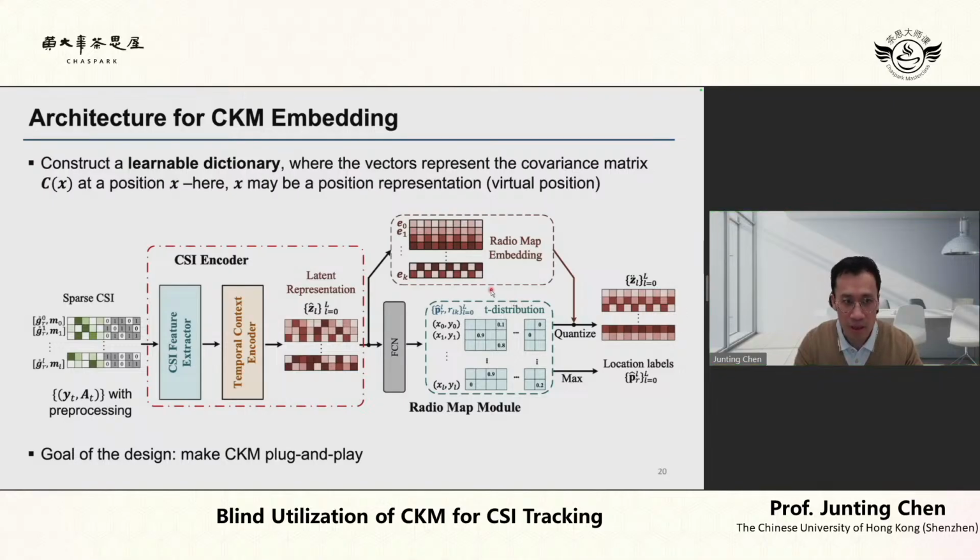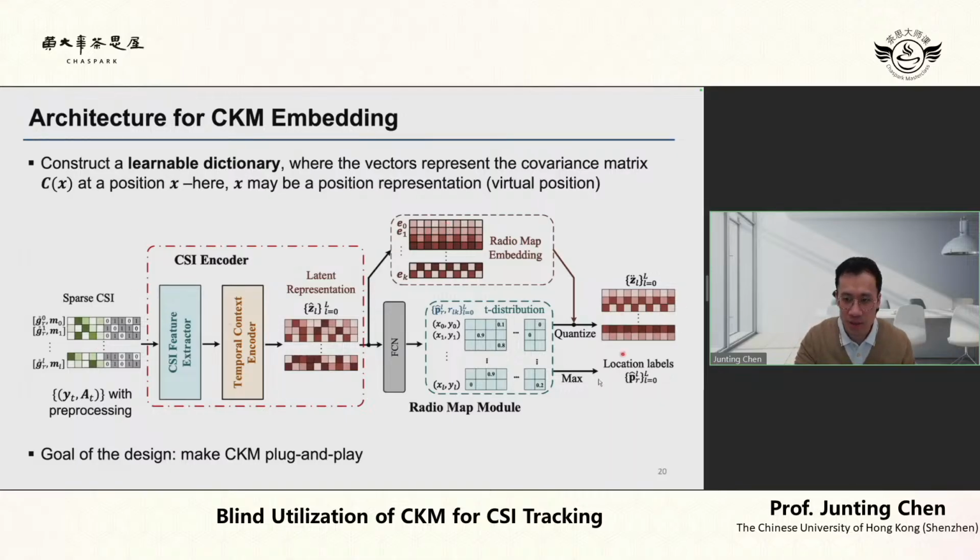We try to construct a learnable dictionary, where the vector represents the covariance matrix of the series of x at position x. So we have many positions from 0 to K, by discretizing the area of interest. Then for each position, or each cell of the location, we hope to learn a so-called embedding. And this embedding would represent C_L of X. Although C_L of X could be complex, the embedding can be represented by real numbers.